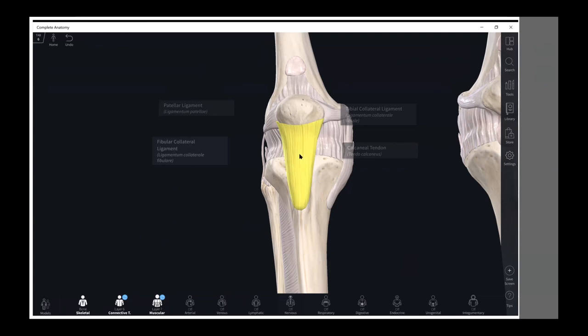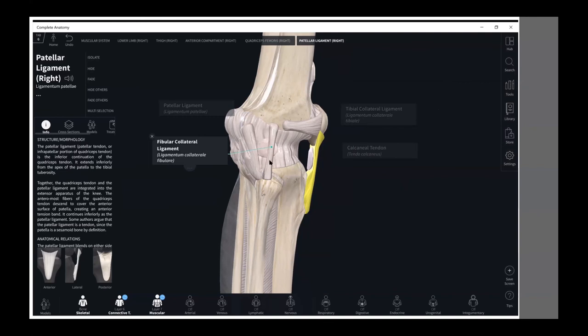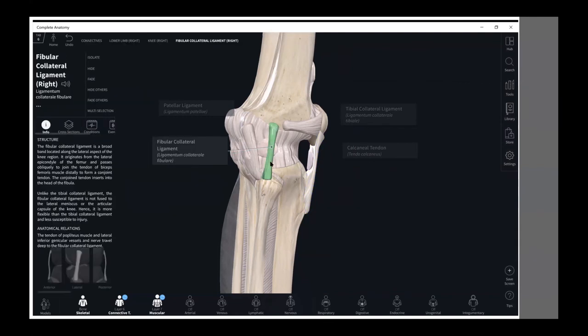First would be the patellar ligament, the patellar tendon, patellar ligament. Technically, it's a ligament since it connects bone to bone. However, it's frequently referred to as the patellar tendon. Anyway, I digress. It's attached to both the tibial tubercle and the inferior pole, or the apex technically, of the patella.